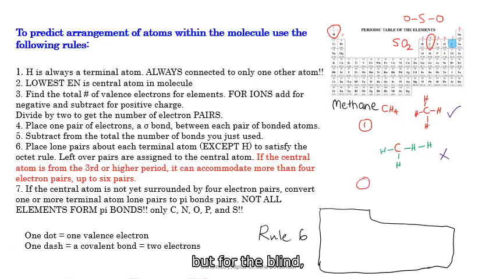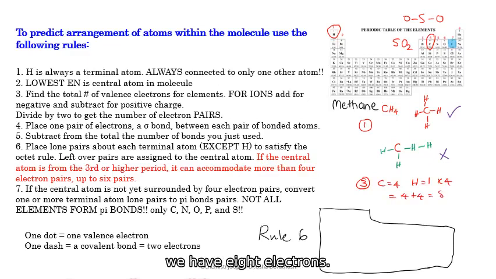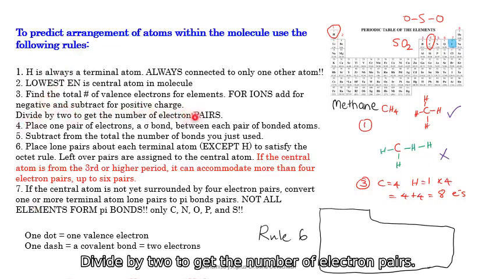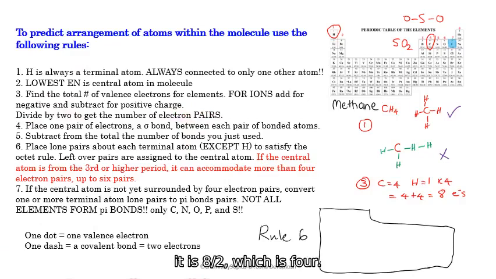valence electrons, and hydrogen has 1 valence electron, but we have 4 of them. So add them: 4 plus 4, we have 8 electrons. I represent electron as e negative, so that means electrons. So that is the total number of electrons. And then what are we supposed to do? Divide by 2 to get the number of electron pairs. In this example, it is 8 divided by 2, which is 4 pairs.